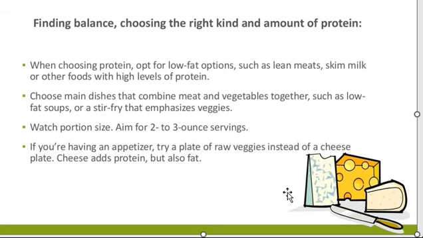When choosing proteins, optimize for the low-fat options such as lean meat, skim milk, or other foods with a high level of protein. Choose main dishes that combine meat and vegetables together, such as low-fat soups or stir-fry that emphasizes veggies. Watch portion size. Aim for a 2 to 3 ounce serving. If you are having an appetizer, try a plate of raw vegetables instead of a cheese plate. Cheese adds protein but also fats.